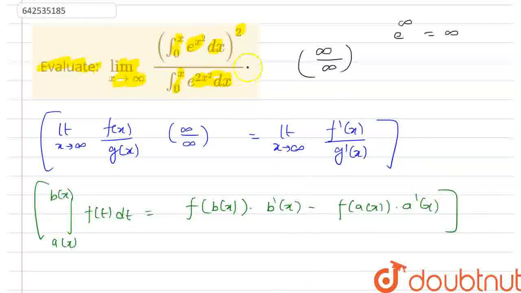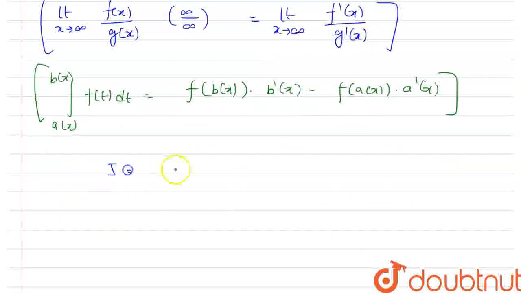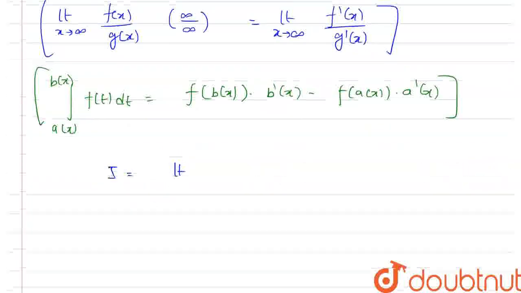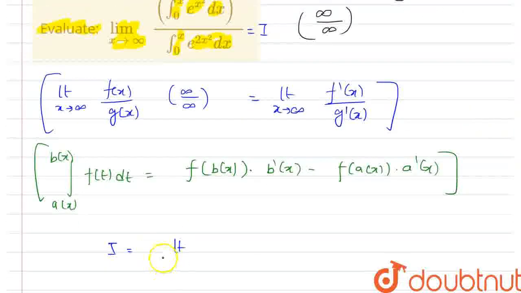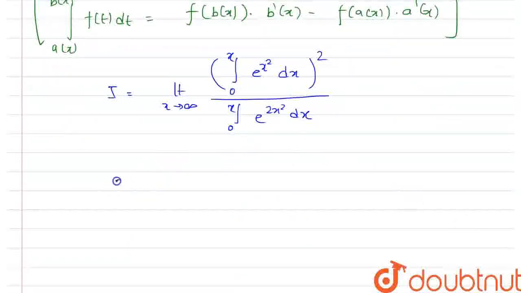So let us denote it as some I. So I can be written as limit. Firstly, I will write the value of I. I is limit x tending to infinity integration from 0 to x e to the power x square dx whole square divided by integration from 0 to x e to the power 2x square dx. Now we will write I as differentiation of this one and differentiation of this one.